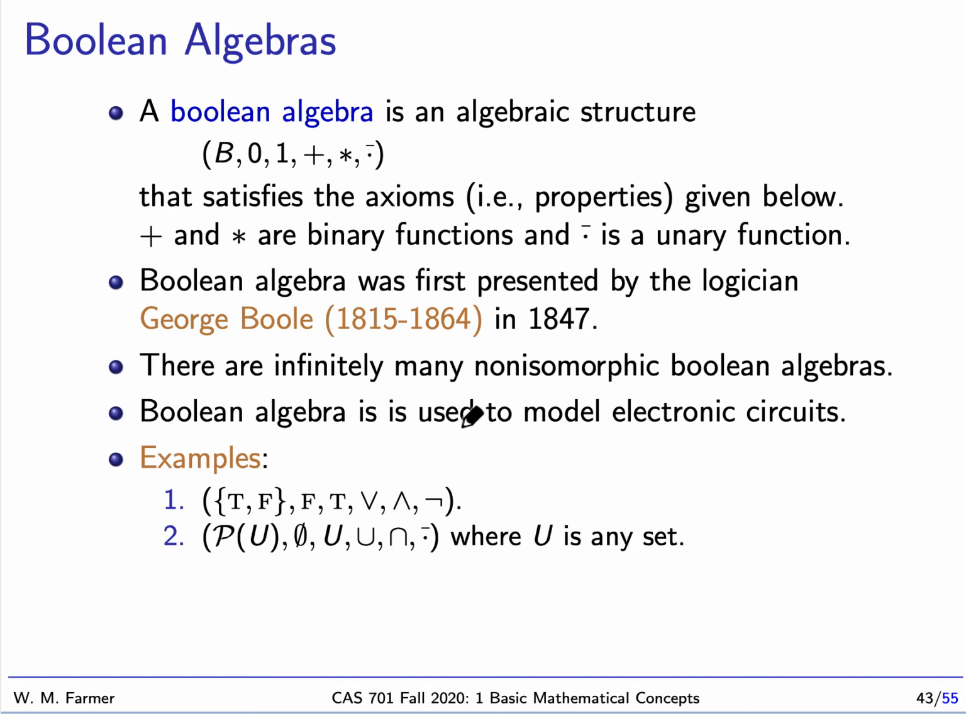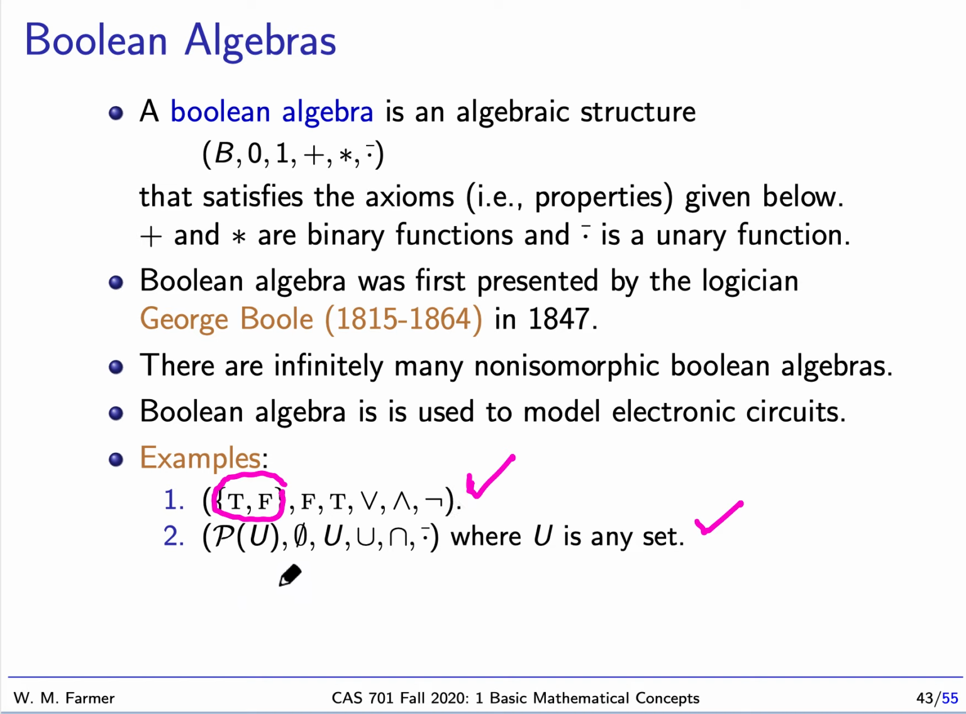And in computing, probably the most well-known application of Boolean algebra is it's used to model electronic circuits. Here are the two most important examples, I would say. The first example is the one that inspired Boole. Our set of values is just true and false. And false plays a role of 0, true plays a role of 1, and disjunction plays a role of plus, and conjunction plays a role of times, and negation plays the complement.